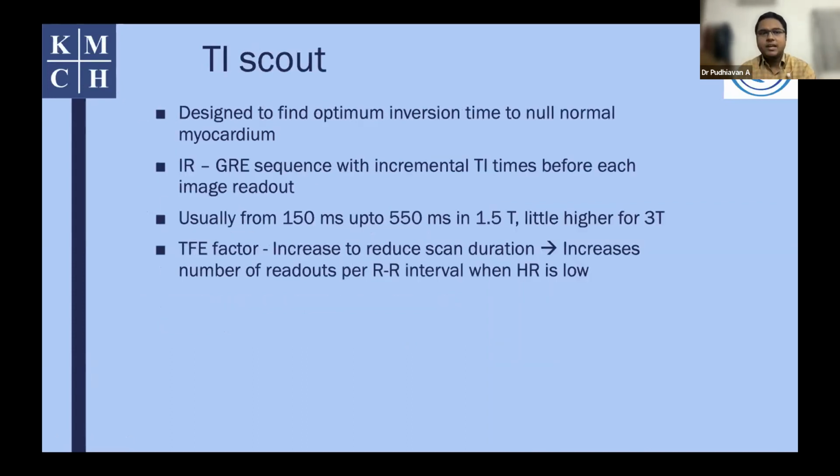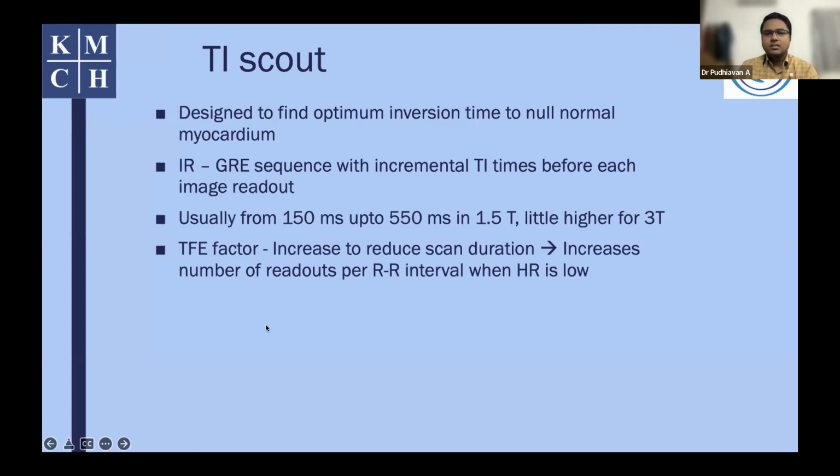So TI scout or TI readout is something that is designed to find the optimum inversion time to null the normal myocardium. This is again an inversion recovery sequence, similar to the delayed enhancement sequences, but here it's a single shot technique with incremental TIs. So we do an inversion recovery sequence, but instead of a single TI time, we repeat the sequence with multiple TI times, usually from around 150 to around 550 milliseconds in a 1.5 Tesla system, and a little bit higher for a 3 Tesla system.